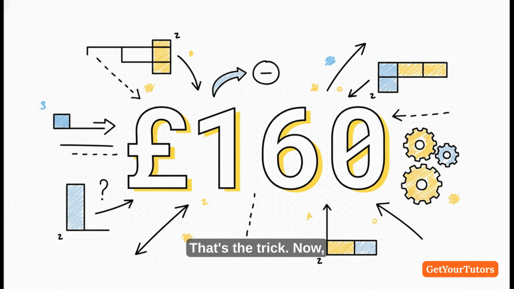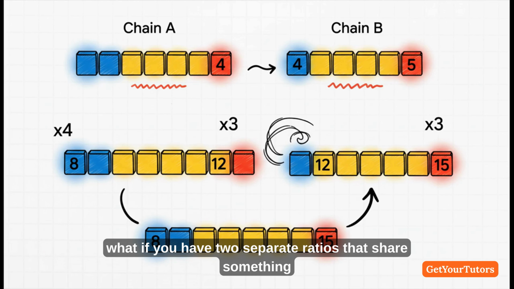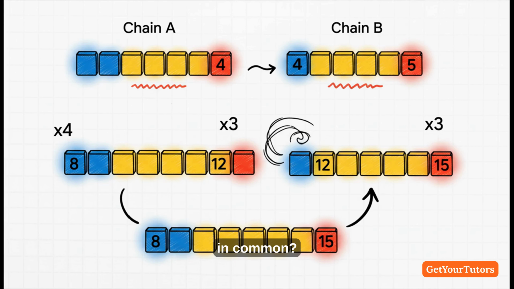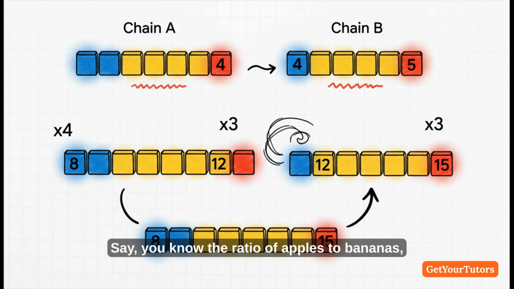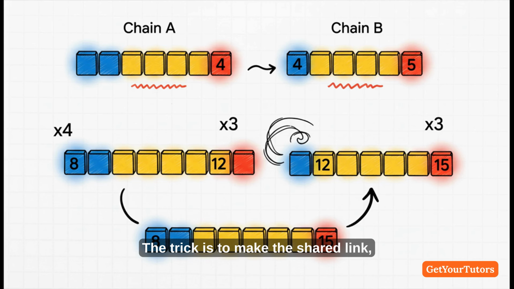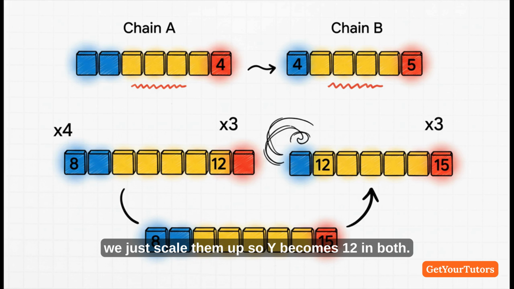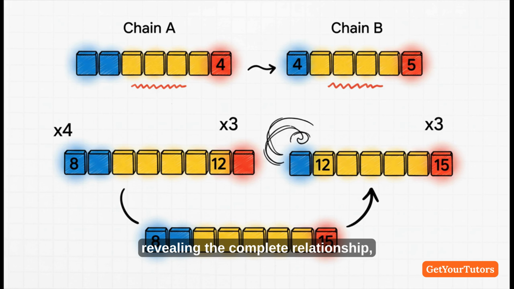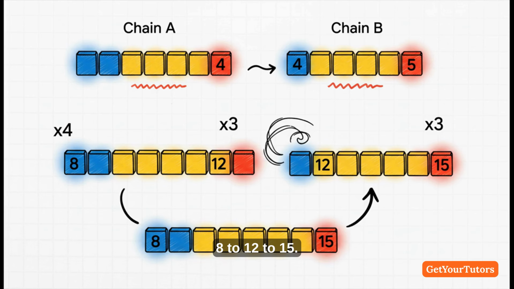That's the trick. Now, what if you have 2 separate ratios that share something in common? Say, you know the ratio of apples to bananas, and then the ratio of bananas to cherries. To get the full picture, you need to connect those 2 chains. The trick is to make the shared link, in this case bananas, or y, the same number in both ratios. So here, we just scale them up so y becomes 12 in both. And just like that, we forged one single chain, revealing the complete relationship, 8 to 12 to 15.